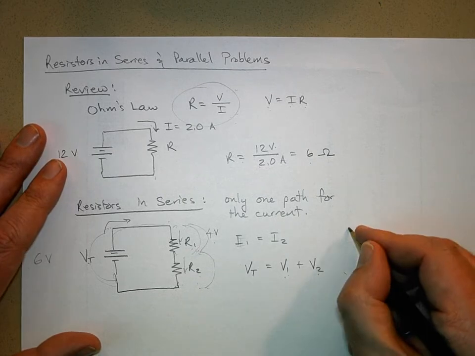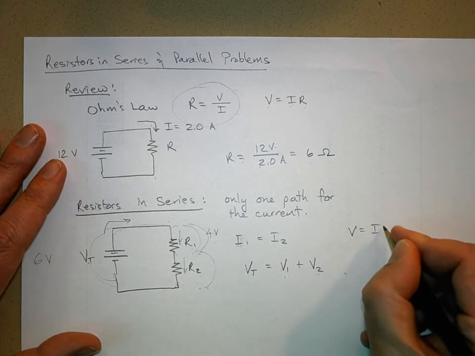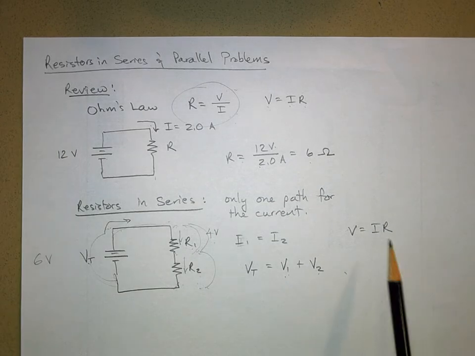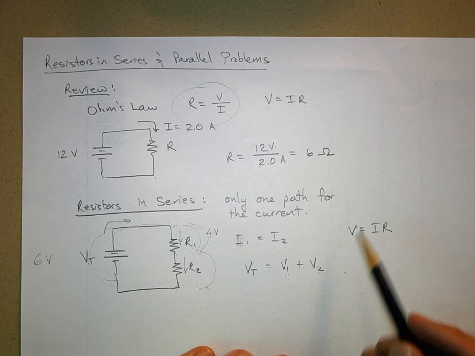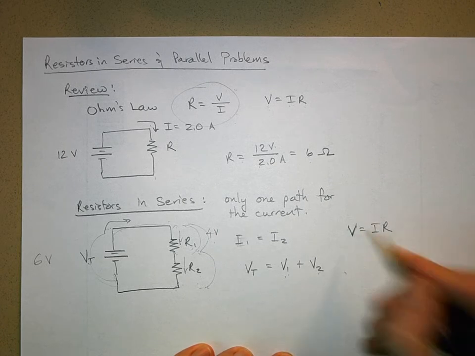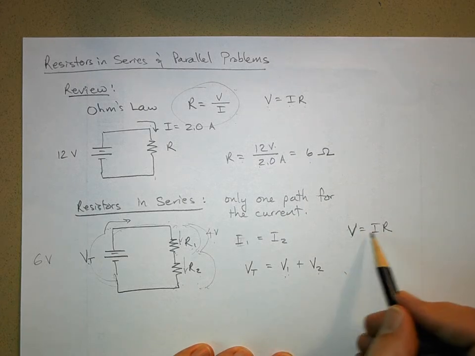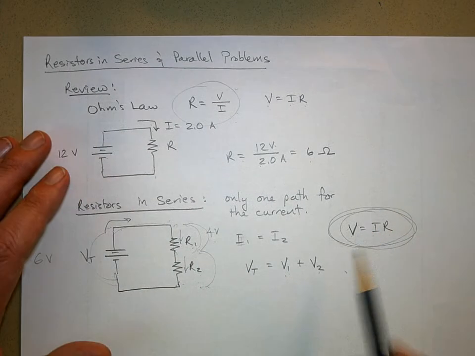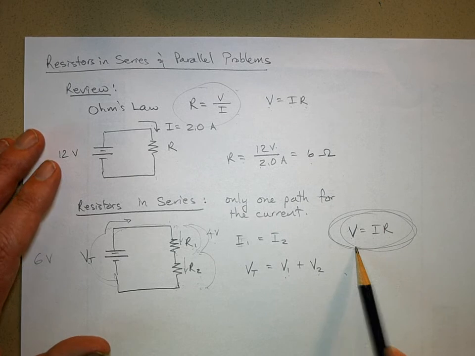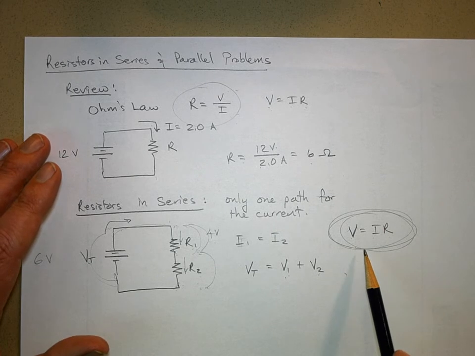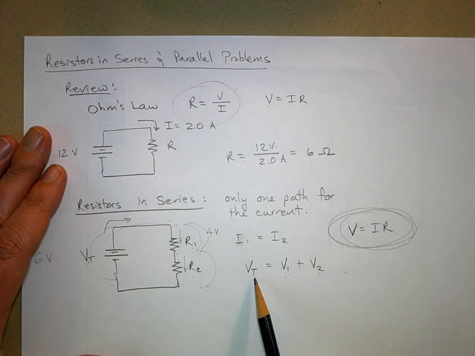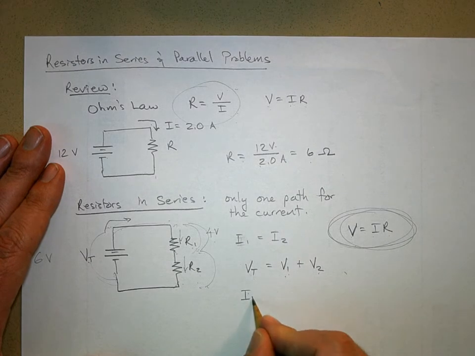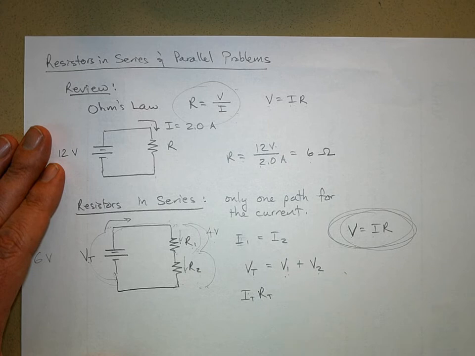Why? Well, because we say V equals IR. We know that voltage, due to Ohm's law, equals current times resistance. This applies to the whole circuit, and it also applies to each individual resistor. So I'm going to say the total voltage is going to be equal to the total current times the total resistance.